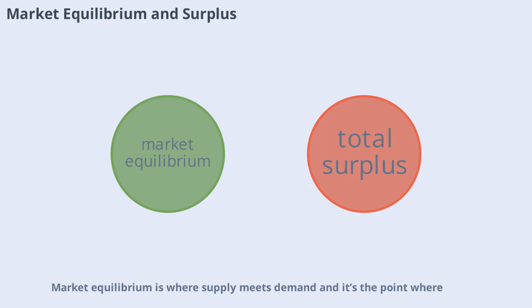Market equilibrium is where supply meets demand, and it's the point where total surplus, consumer plus producer surplus, is maximized. At this price and quantity, the market is most efficient and both buyers and sellers are getting the greatest possible benefit. Any shift away from equilibrium, like a price floor or ceiling, usually reduces total surplus and creates inefficiency.